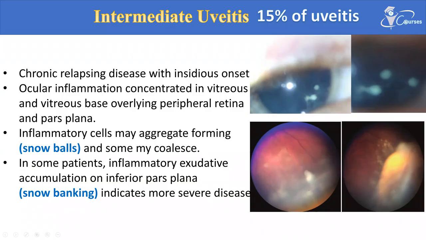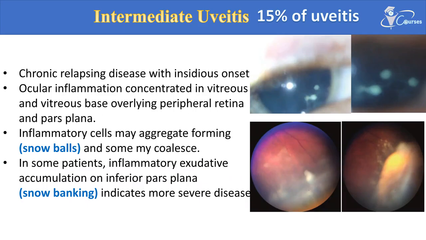The ocular inflammation is concentrated in the vitreous. So the vitreous and the vitreous base are the primary site of involvement in such cases. The vitreous base overlies the peripheral retina and the pars plana, which leads to secondary retinal involvement, as we are going to show you right now.